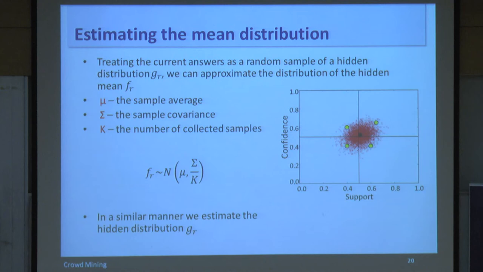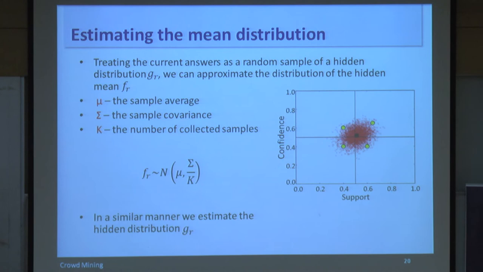The x-axis here is the support, the y-axis is the confidence, and every answer from the user is a dot on this grid. And now there is the threshold, okay? I want things that have higher support than a given threshold and higher confidence than a given threshold. So the upper right corner is actually the area that I'm interested in. This is the area where people think that this rule is important.